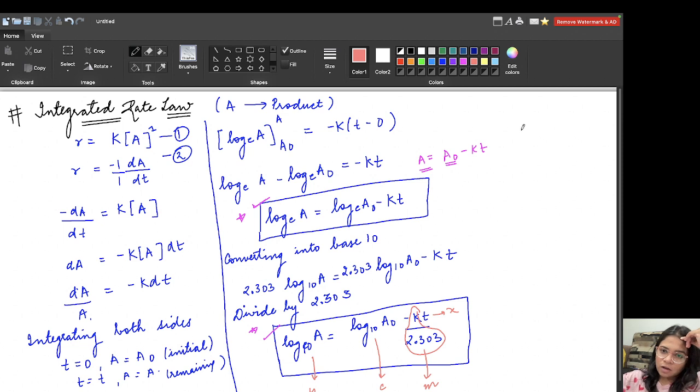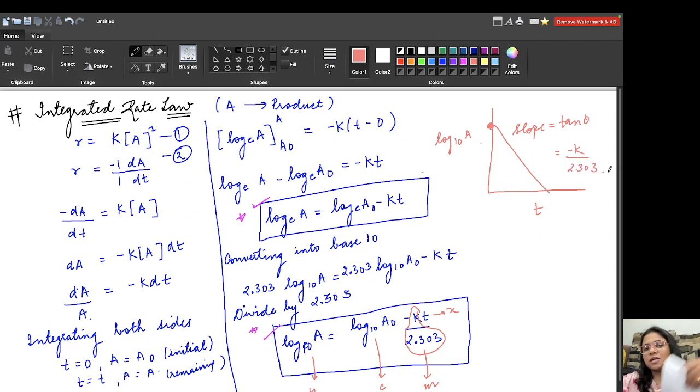So how will you draw the graph? What is in the y axis? Log base 10 of A. What is in my x axis? t. Where is the intercept? The intercept is somewhere here only. Log base 10 of A naught. This is my intercept, and your tan theta, slope will be equal to tan theta, and this will be equal to minus k upon 2.303.